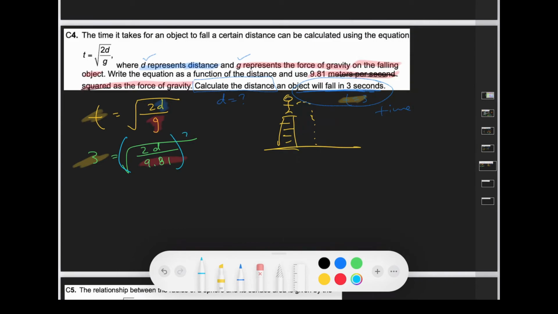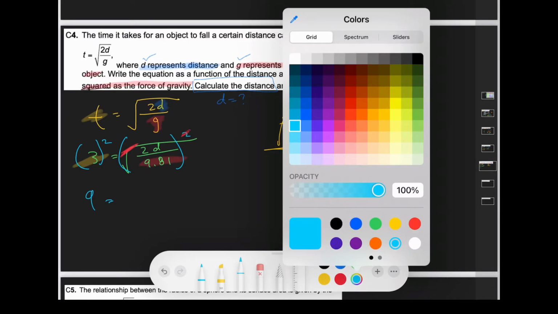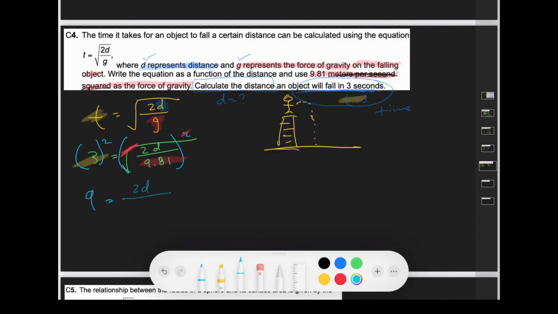I'm gonna square both sides. This will give me 9 equals. Remember, this 2 and there's an invisible 2 over here cancels with the radical sign. So that means we're just left with 2d over 9.81. Okay, here you can do a couple things. I'll just do it the slow way, or you could have just done solving proportions. So I see division, that's this thing, so I'm going to multiply both of these by 9.81.